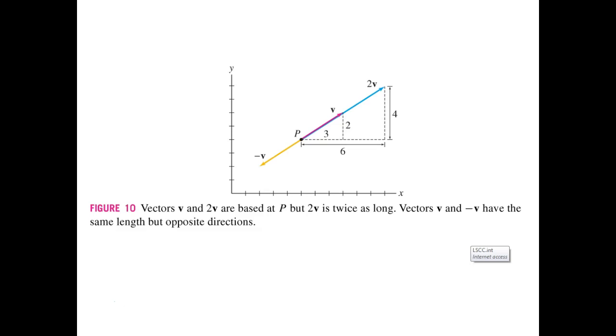Vector v and minus v are both based at p, but they're in exactly the opposite direction. V and minus v have the same length. Remember, magnitude, and length, is always a positive number, so the direction it points doesn't matter. The magnitude and the length are exactly the same, because it's the principal square root of the sum of two squares. Squares are always positive. The sum of two squares is always positive, and the principal square root is always positive.